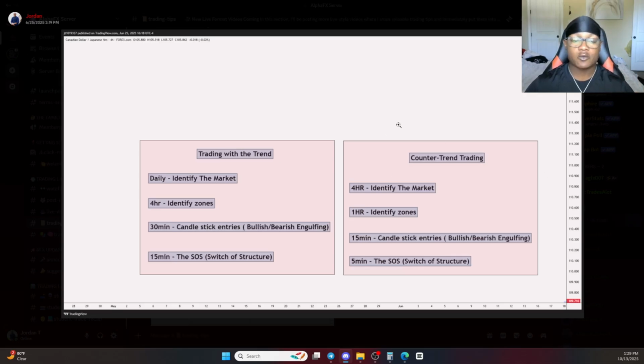When we're going with the trend of the market and it's time to find our zones, I only use 4 time frames in order to take every single trade. I have the daily time frame where I identify which way the market is heading. I have the 4 hour. Again, I identify which way the market is heading, but also we identify our key zones. Next, we have the 30-minute time frame and the 15-minute time frame for our entry time frames.